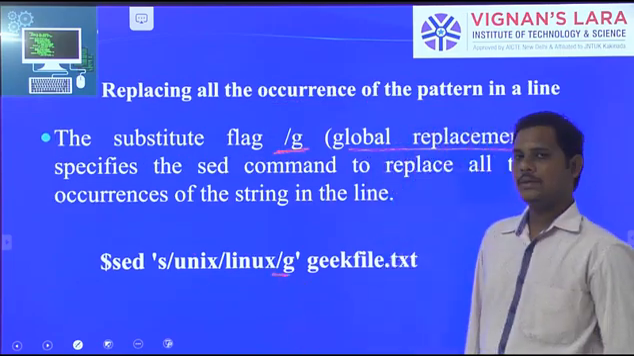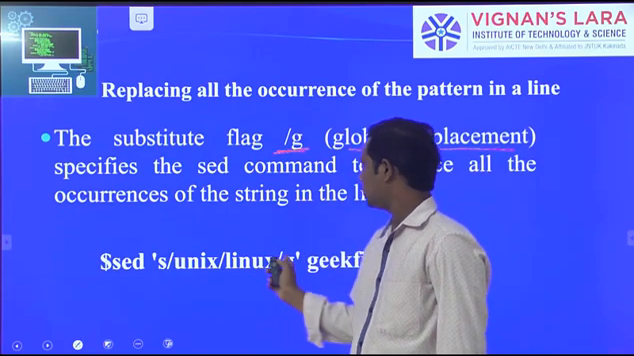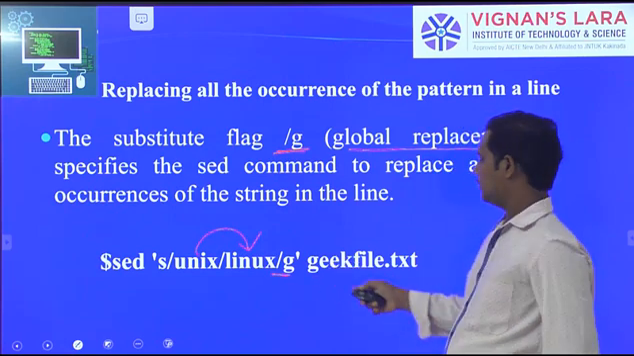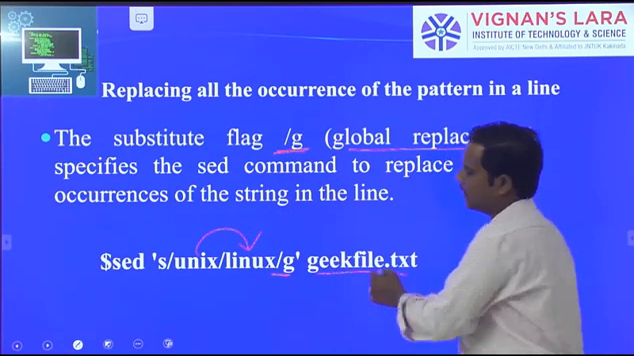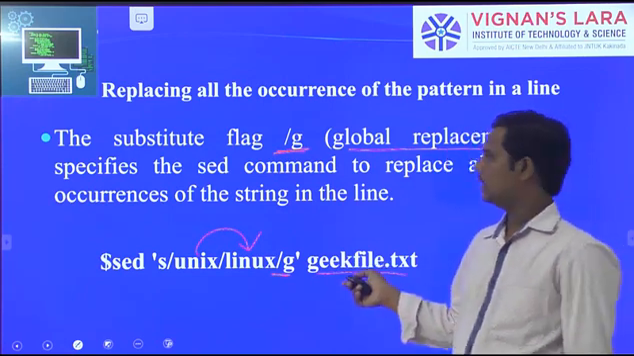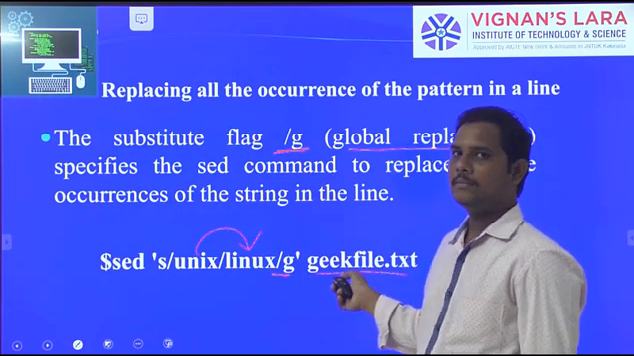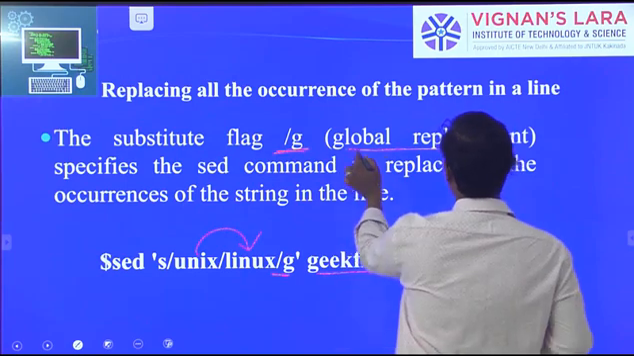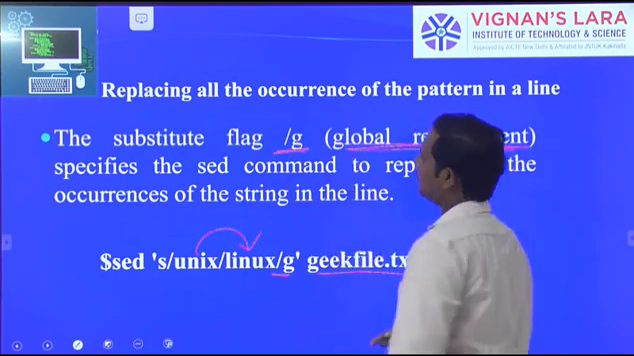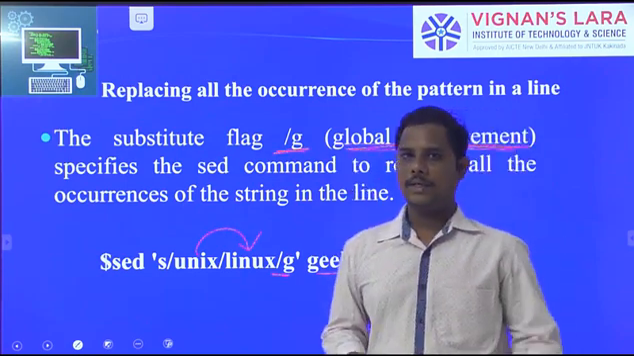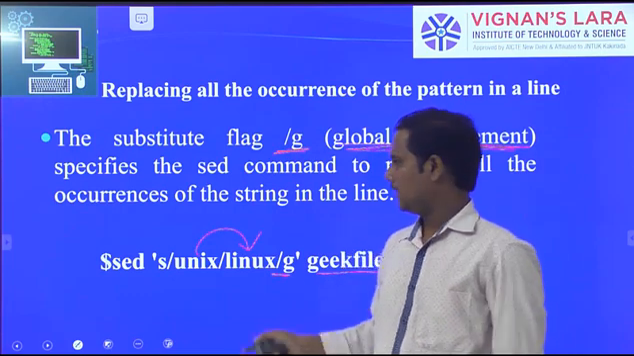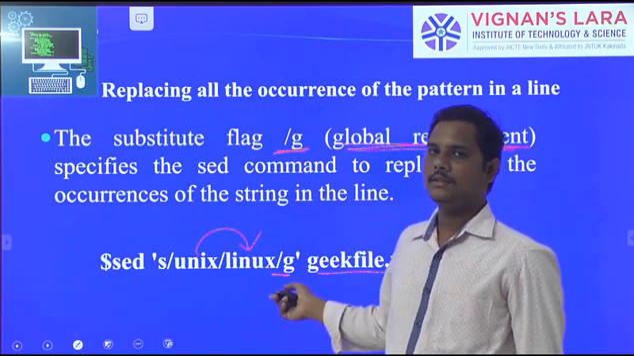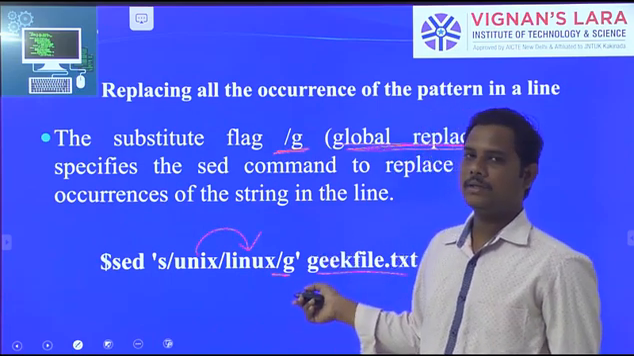sed space single quote s, Unix to Linux, slash g, and then the input file. It is very simple. Slash g means global replacement. The entire file will be replaced. In the Unix place, we substitute Linux. So it is very simple.